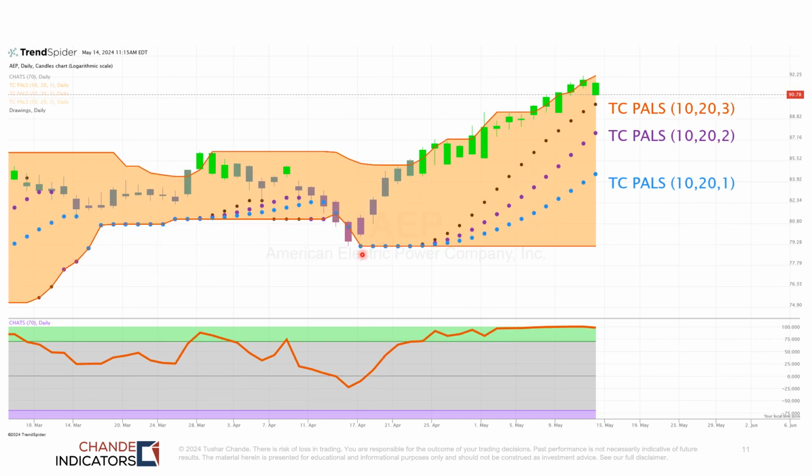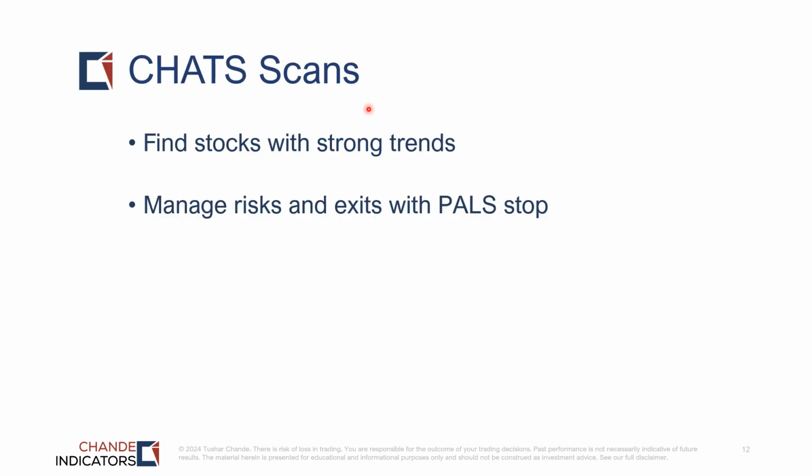This is daily data for American Electric Power, AEP, which was the second stock on the list. The lower panel is the CHATS indicator, clearly above 70 and at 100 for several days. Again, I've shown you the 3 values for the parabolic accelerating long stop, so you can choose where you would like to place your stop to manage your risk. So CHATS scans are a very effective tool to find stocks with strong trends, and then you can manage your risks and exits with the PALS stop.